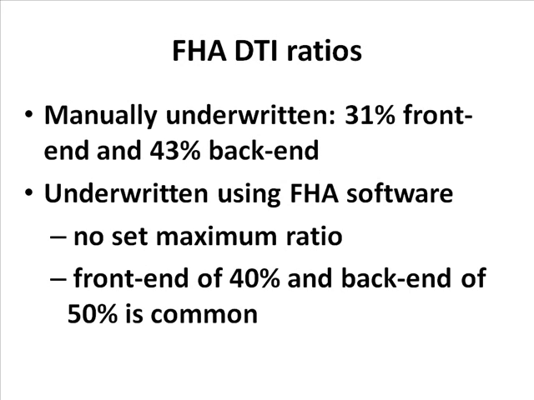Here are the DTI ratios for an FHA loan. If the loan has been underwritten manually, there is a 31% front-end ratio and a 43% back-end ratio. If the loan has been underwritten using the FHA software, there is no set maximum ratio. However, a front-end ratio of 40% and a back-end ratio of 50% is very common.